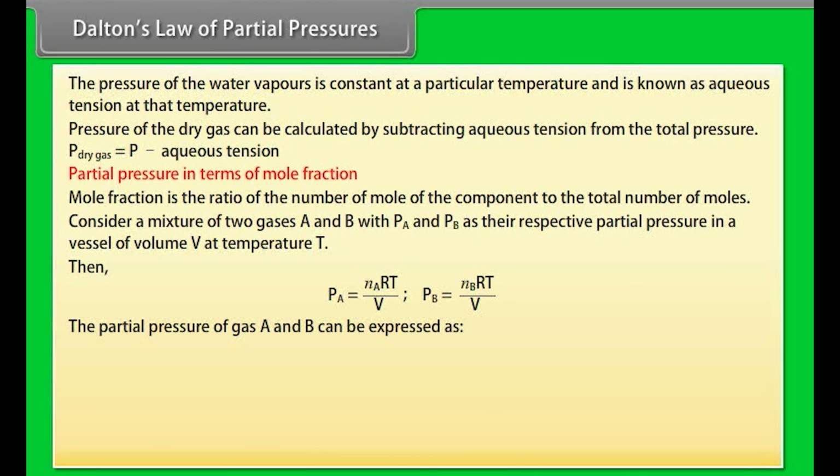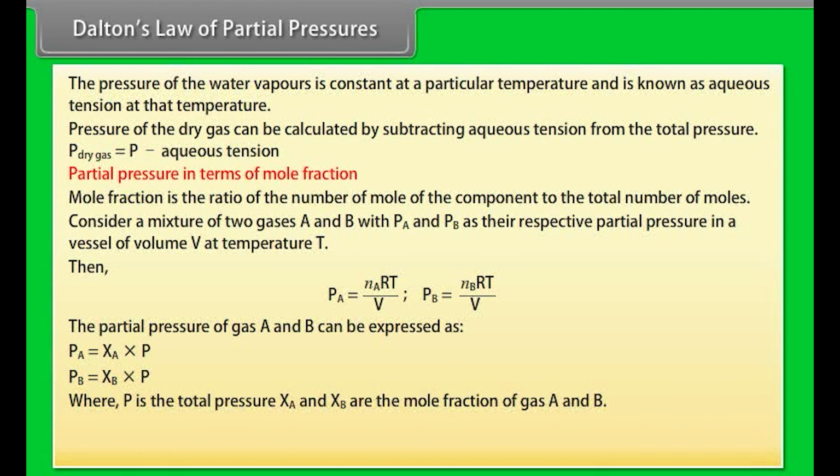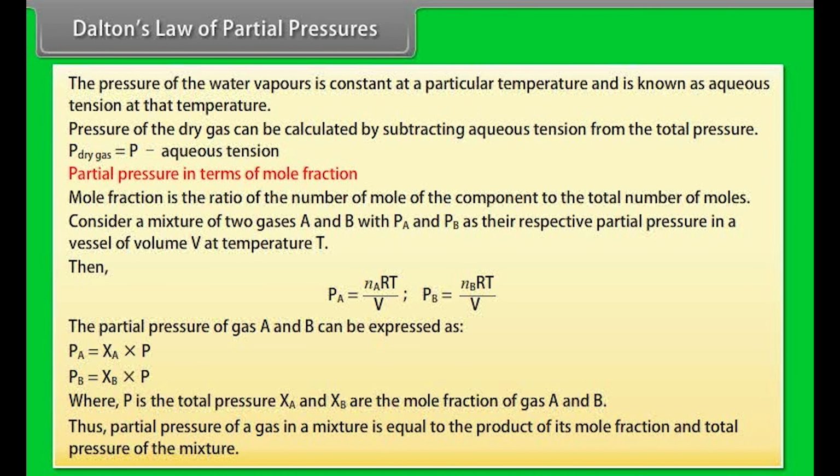The partial pressures of gases A and B can be expressed as PA = XA × P and PB = XB × P, where P is the total pressure, and XA and XB are the mole fractions of gases A and B. Thus, the partial pressure of a gas in a mixture is equal to the product of its mole fraction and the total pressure of the mixture. Kinetic molecular theory of gas.